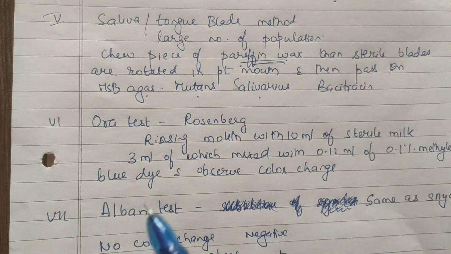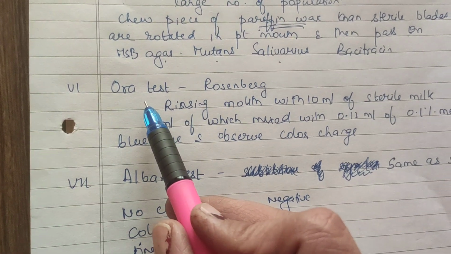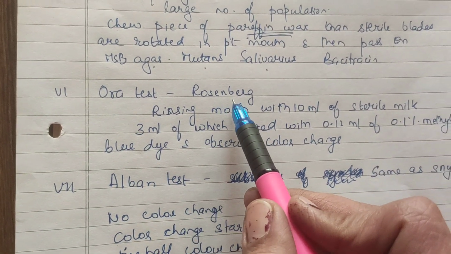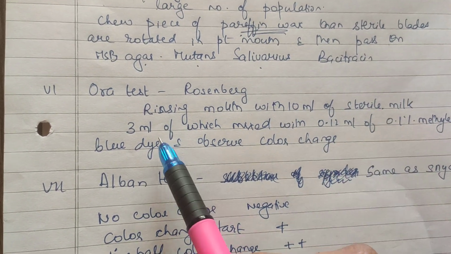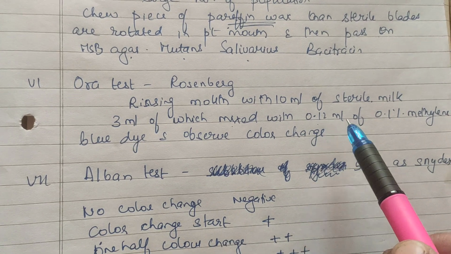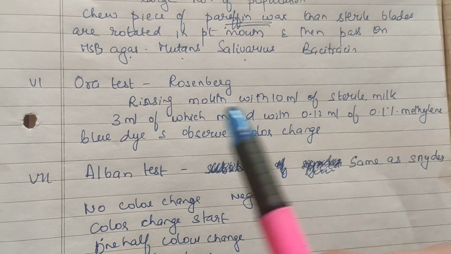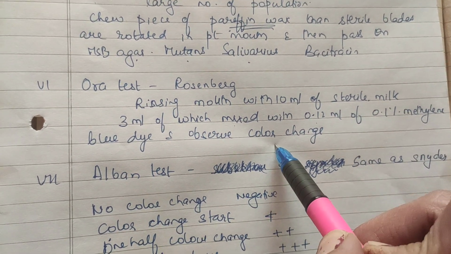Then the next test is the aura test, again by the scientist Rosenberg. Rinse the mouth with 10 ml of sterile milk, then to 3 ml of it add 0.12 ml of 0.1 methylene blue dye, and observe the color change.